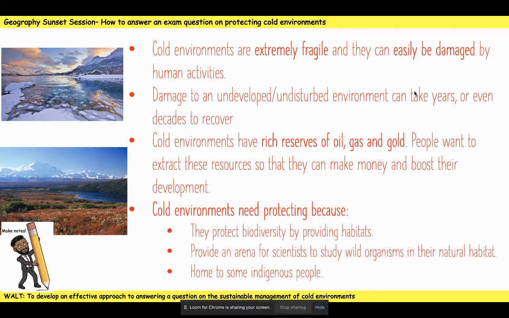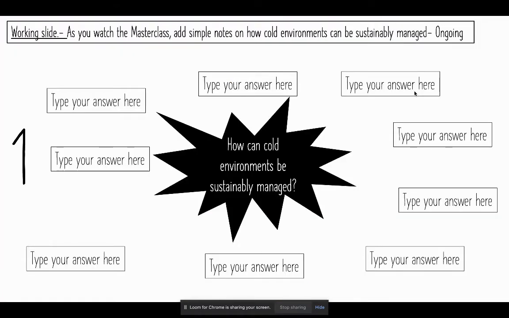So cold environments need protecting because they protect biodiversity by providing habitat. So a lot of animals that live in cold environments are highly specialized. They don't live anywhere else on the planet. They also provide an arena for scientists to study wild animals in their natural habitat, and they are home to some indigenous people.